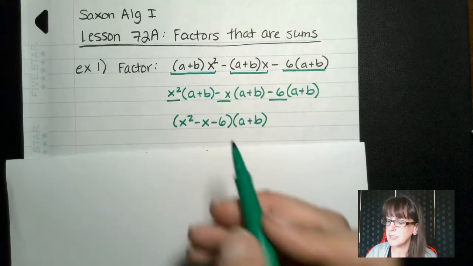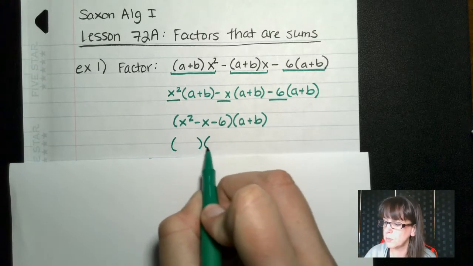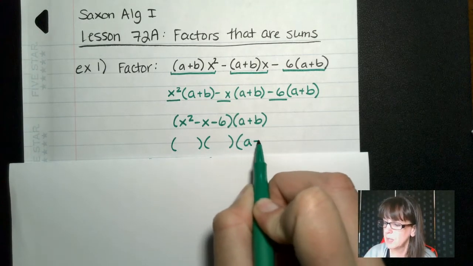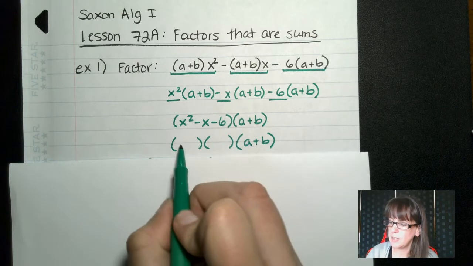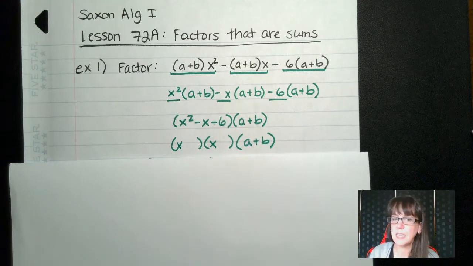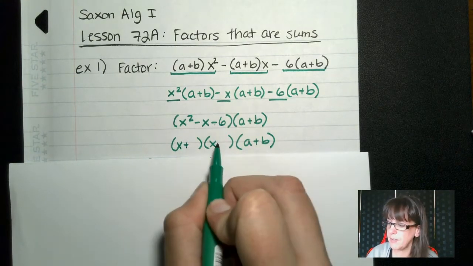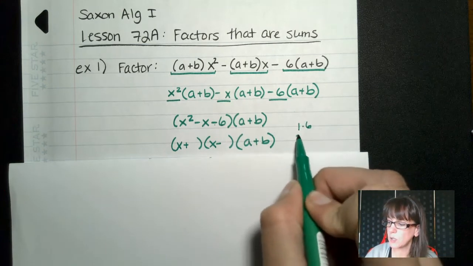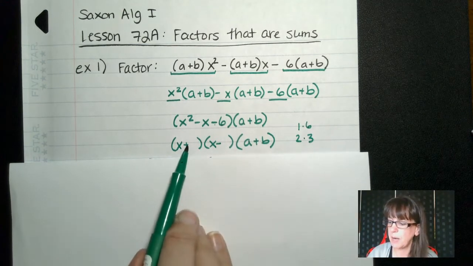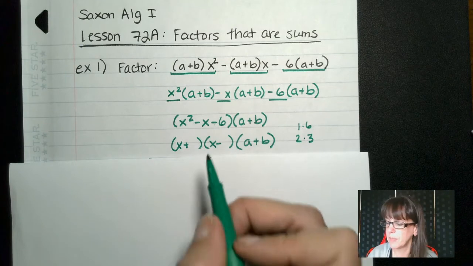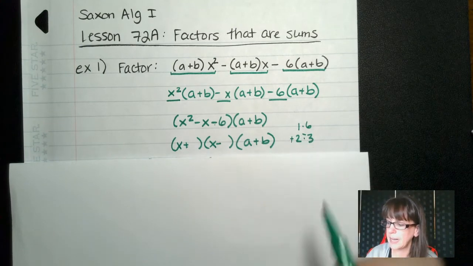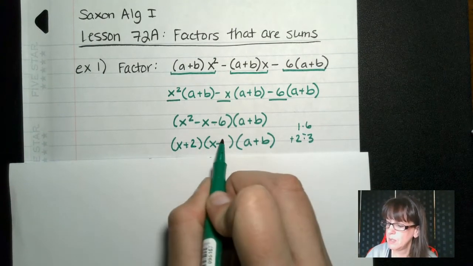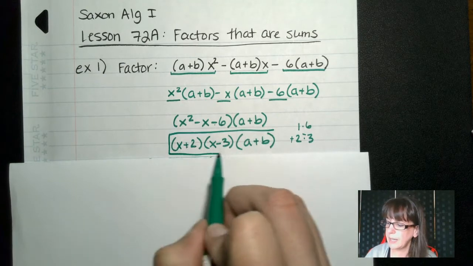Okay, we're factoring this completely, which means we need to factor this bit right here. So a plus b is fine. This is going to be x. This tells me different signs, so positive and negative. Factors of 6 are 1 and 6 and 2 and 3. I need a positive and a negative that gives me negative 1. So if I do positive 2, negative 3, that'll give me negative 1. And so there is my answer.